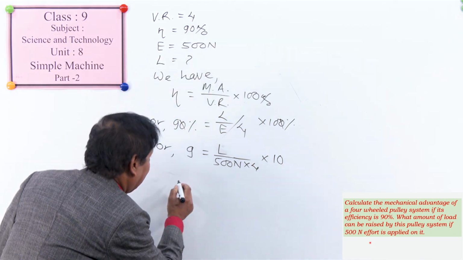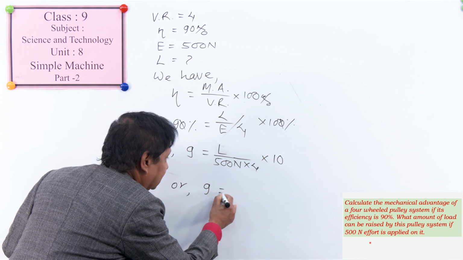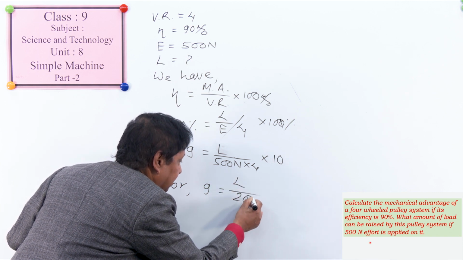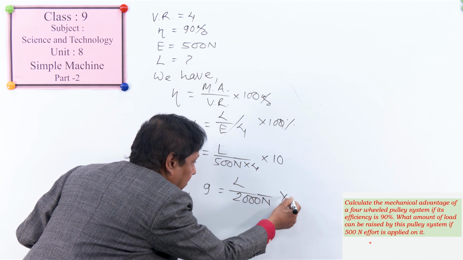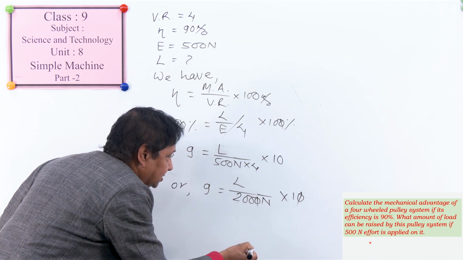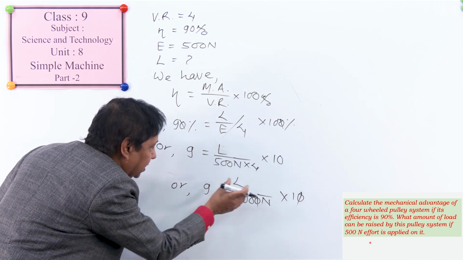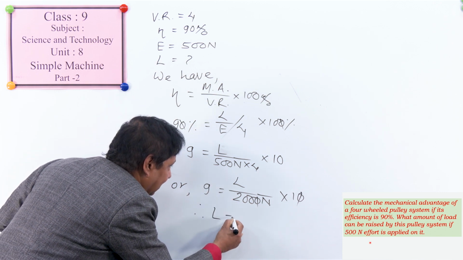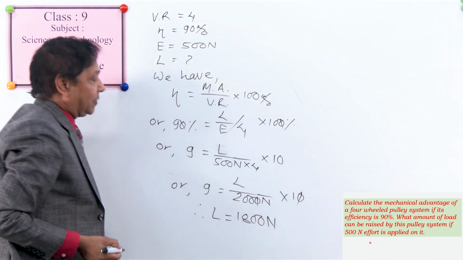Now if we multiply this 500 with 4, 9 is equal to load by 500 multiplied by 4 becomes 2000, and this is Newton into 10. 0 cancel. Now if 200 is taken to left hand side, then we will have load equal to 200 into 9. That means load is equal to 1800 Newton. This is our final answer.